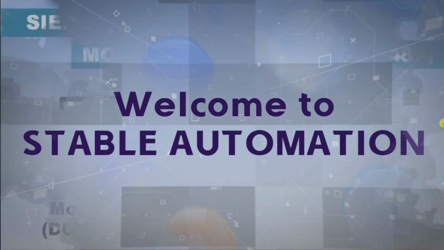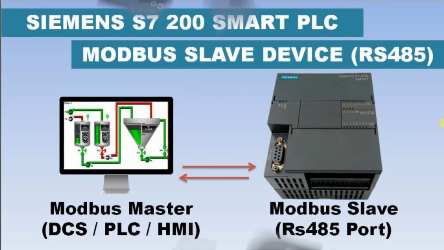Hello everyone. In this video, I will demonstrate how to configure S7-200 Smart PLC as Modbus Slave using the onboard RS485 port. This type of communication is useful to share data with third-party devices like DCS, PLC or HMI for monitoring purpose.